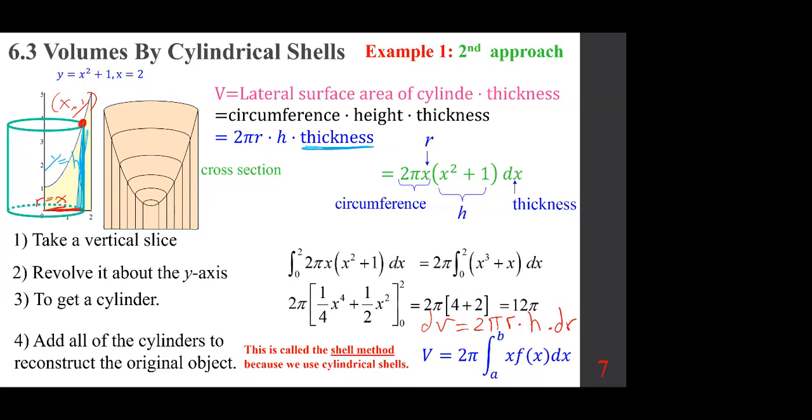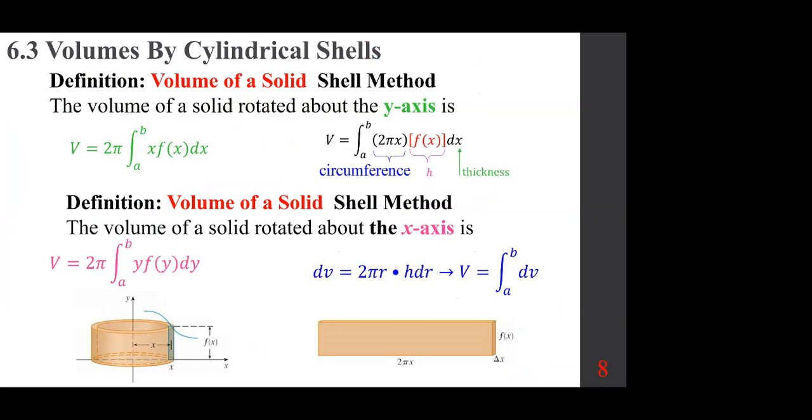This is called the shell because we use cylindrical shells. So here's the recap, everybody. Volume of a solid, shell method. The volume of a solid rotated about the y-axis uses this formula. This is the formula that is used by the text, 2 pi x f of x dx. 2 pi x is the circumference, f of x is the height, dx is the thickness, this is a dv.